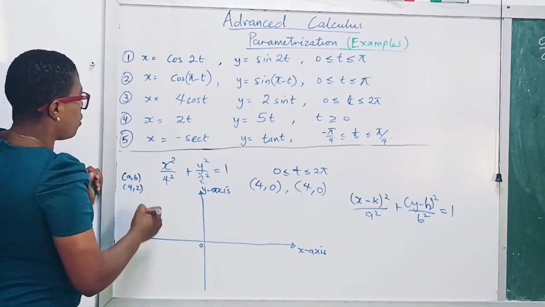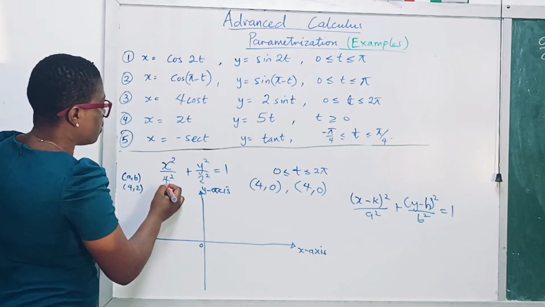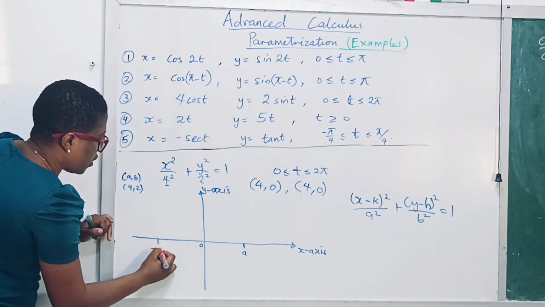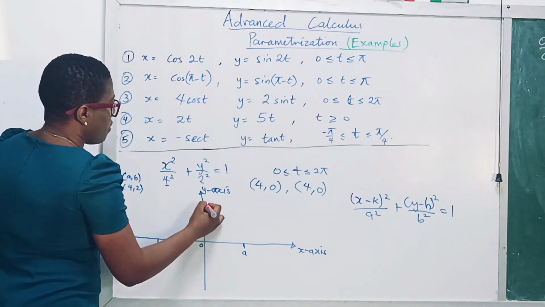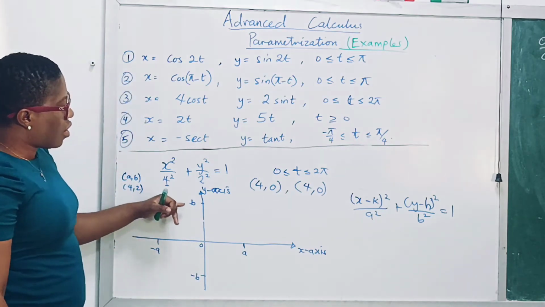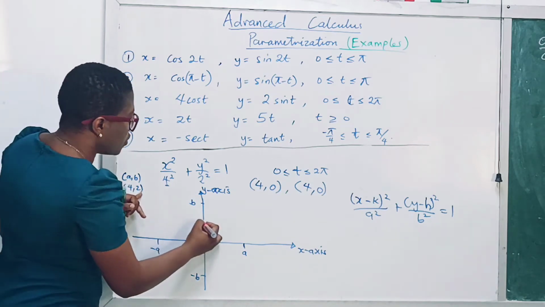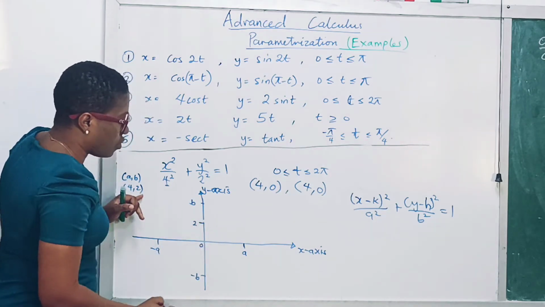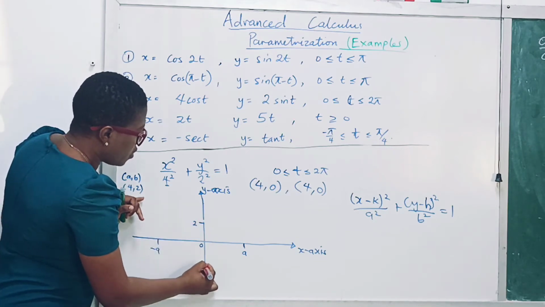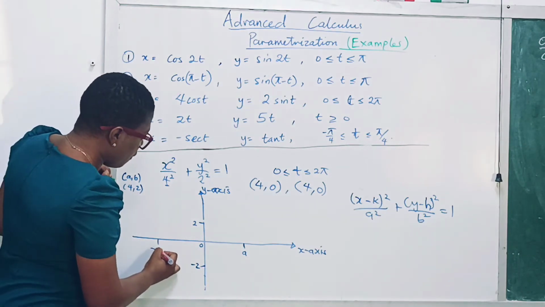On the x axis, you have to write a here, minus a here, and b here, minus b here. So I'm going to use that relationship to sketch this. My b is 2, so I can come down a bit and put it here, 2, come up a bit, minus 2. My a is 4, so I can leave it here, minus 4.